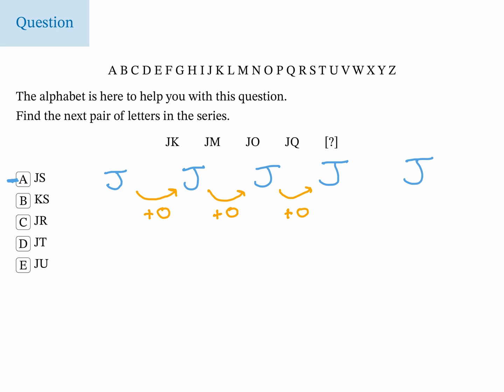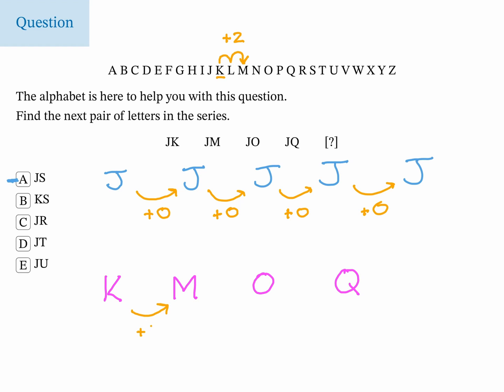But we can see just from inspection that it's quite obvious that the next letter is always going to be J. Okay, so that was quite an easy one. Let's have a look at the second letter in each pair. So we're going from K to M to O to Q. So let's see how this works on our alphabet. So we're starting at K. In order to get to M, we go forward by 2 letters. So we've shifted forward along the alphabet by 2 letters.